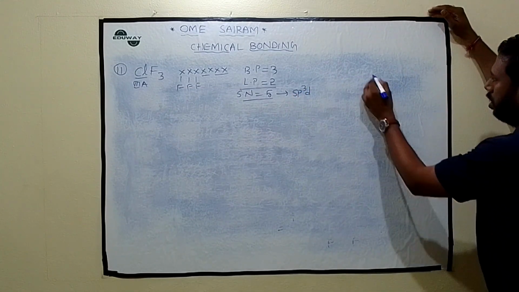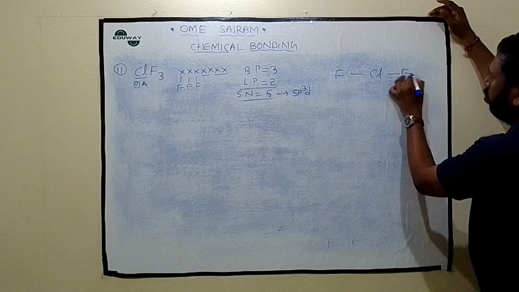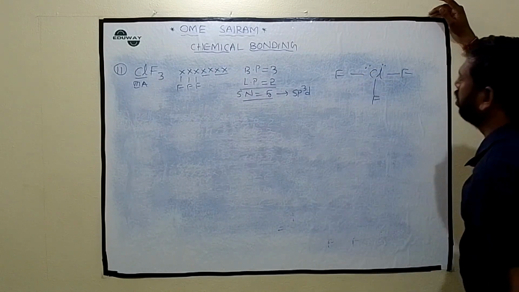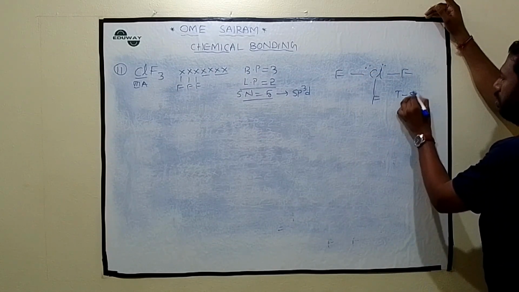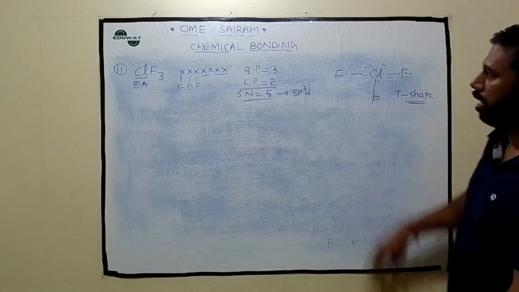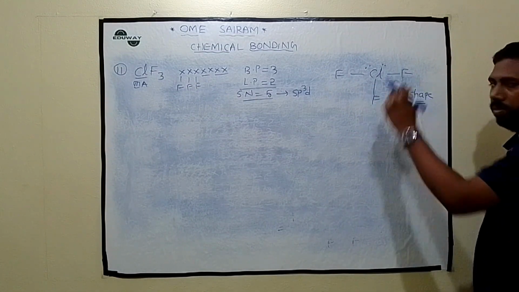When we observe the structure, the central atom is chlorine, and it forms 3 bonds with 3 fluorine atoms, and it has 2 lone pairs. The shape is T-shape. If any molecule has 3 bond pairs and 2 lone pairs, the molecule exists in T-shape.